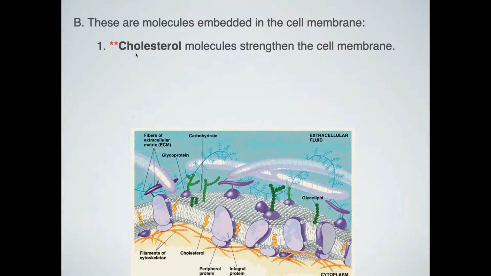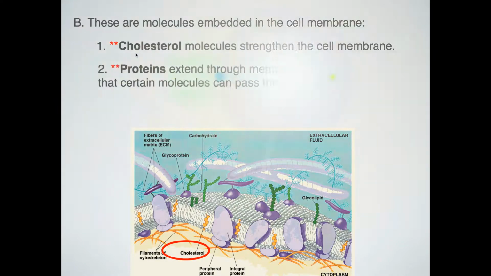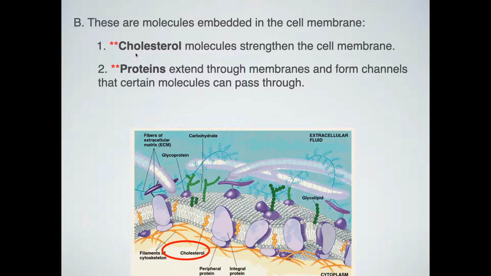Proteins, on the other hand, extend through the membrane and they form channels that certain molecules can pass through. So you can kind of think of these as having little holes in them, like the nuclear pores, so that certain things can go in and certain things can go out. And that is regulated, though, for the most part.